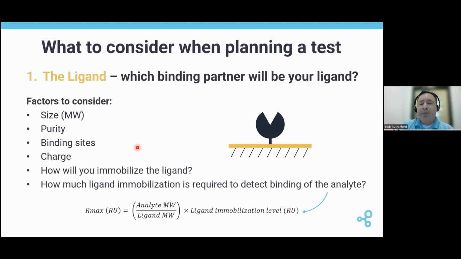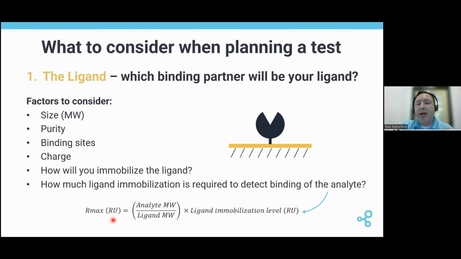To do that, we have Rmax. RU is our response unit. That's what's reported in the OpenSPR software. We recommend setting Rmax to 50 at the minimum. The reason we say that is because 50 is well above the background noise of the instrument. So if you're seeing a minimum of 50 response units, then you are going to have a good chance of seeing your specific binding.